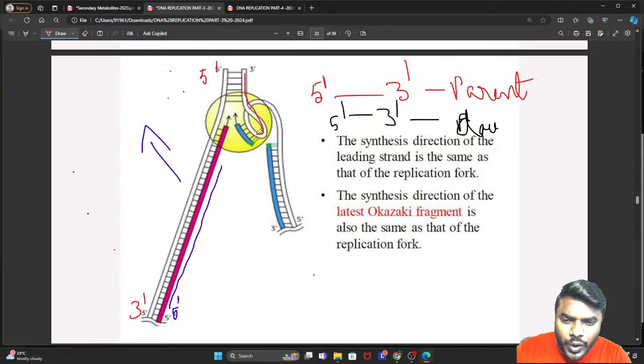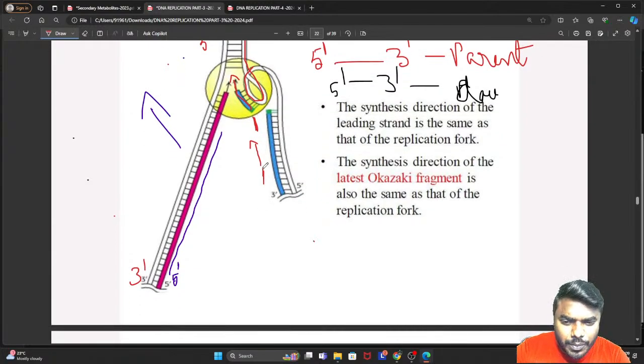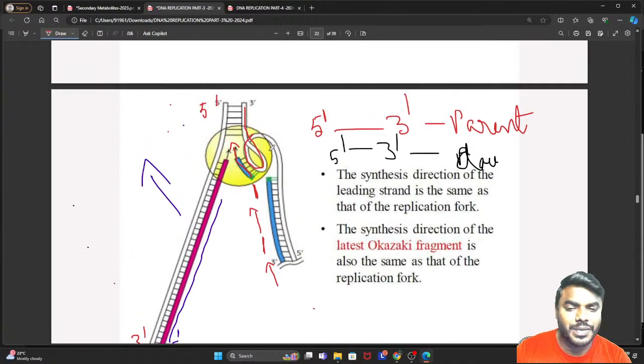Whenever a loop gets created, listen. Whenever the loop gets created, you can observe that the new Okazaki fragment is always moving towards the replication fork. Whenever the loop gets created, once again a primer will be added. Whenever the loop is formed, again the synthesis of an Okazaki fragment occurs. Whenever the loop is removed, a primer is added. Whenever a loop is created, an Okazaki fragment will be synthesized.